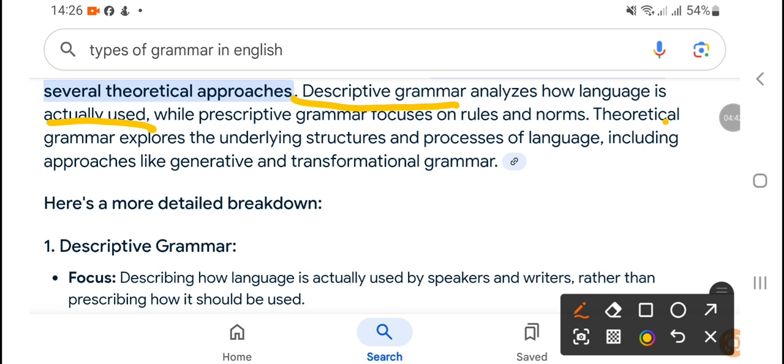Let me give one example. If I am teaching you tenses, and I am teaching you continuous tense, I would say that continuous tense means when an action is in progress, then we use continuous tense. For example, I'm teaching you, right? I was teaching you, I will be teaching you.